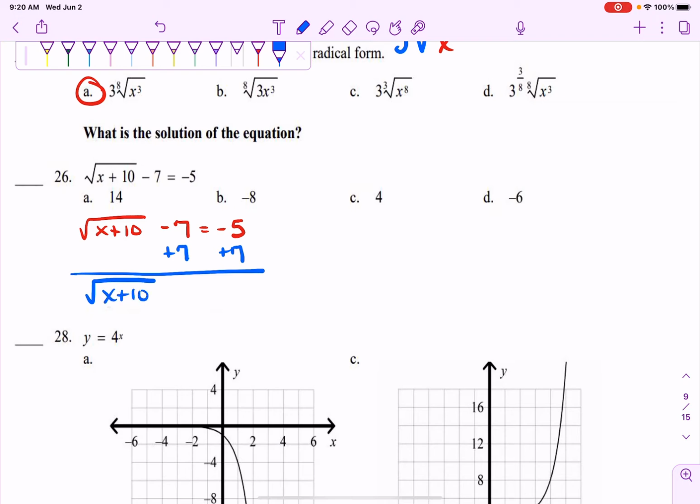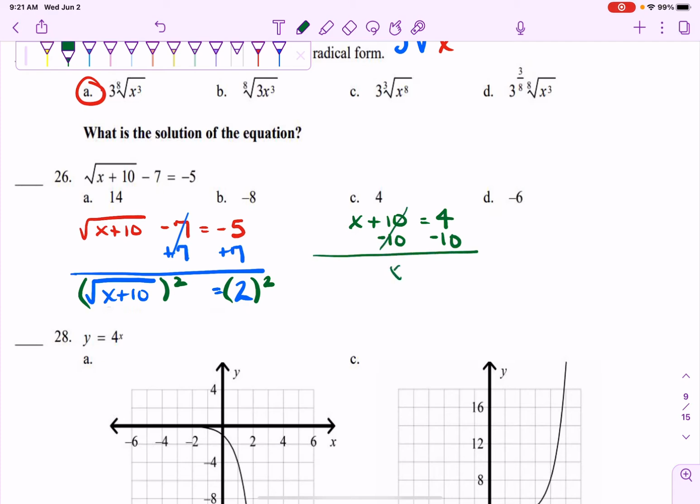So I'm left with the square root of x plus 10 equals 2. And then to get rid of the square root, I would have to square both sides. So that would give me x plus 10, because the square root and the squaring cancel each other out, equals 4. And then I'm going to subtract 10. So I get x equals negative 6. So that would match D.